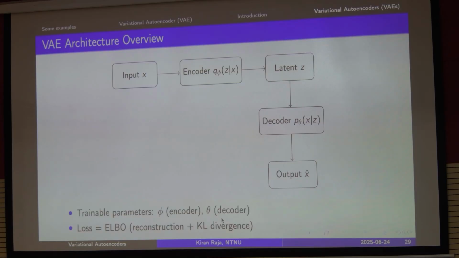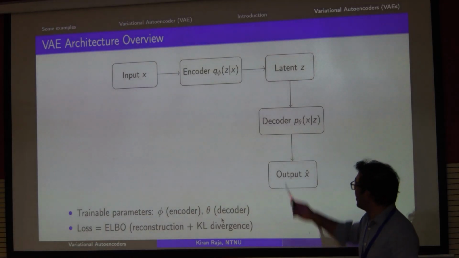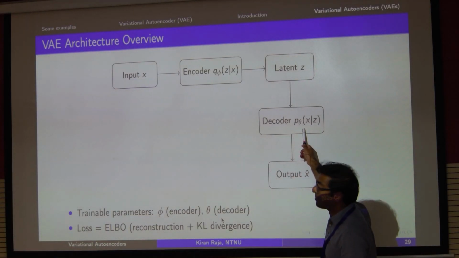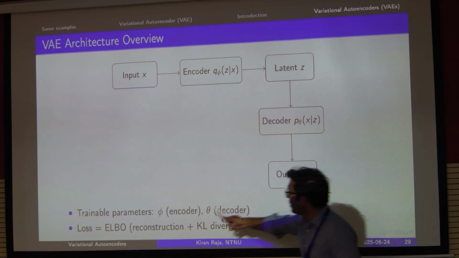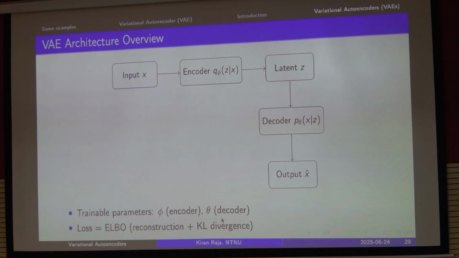Now, what is trainable in this case? The trainable parameters are the encoder part, which is typically a discriminator model, and the decoder, which is here. Both of them are trainable, and in this case we make the loss a bit more complicated. As I told you in the beginning, there are two parts: one is the reconstruction part, and the second is the distribution difference part, which is the KL divergence part.